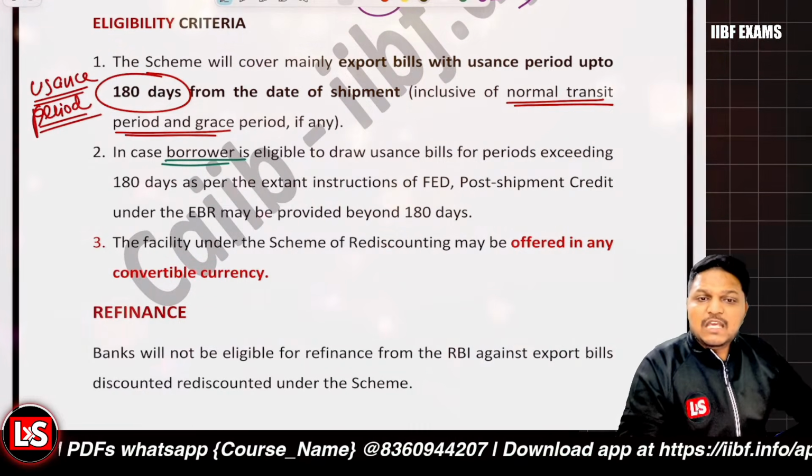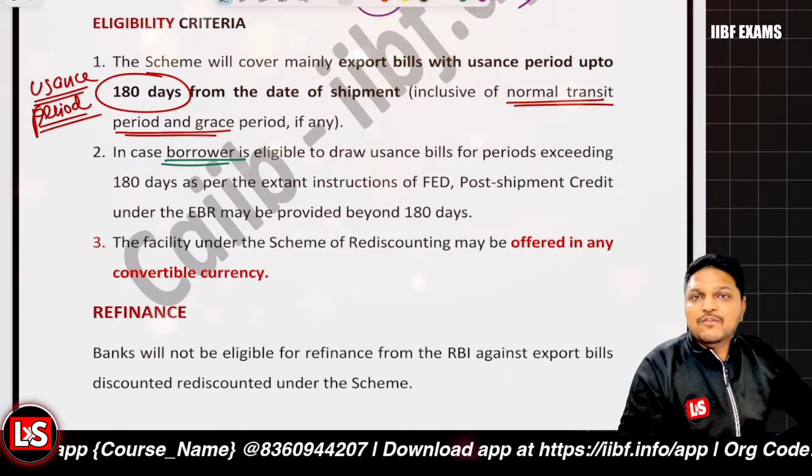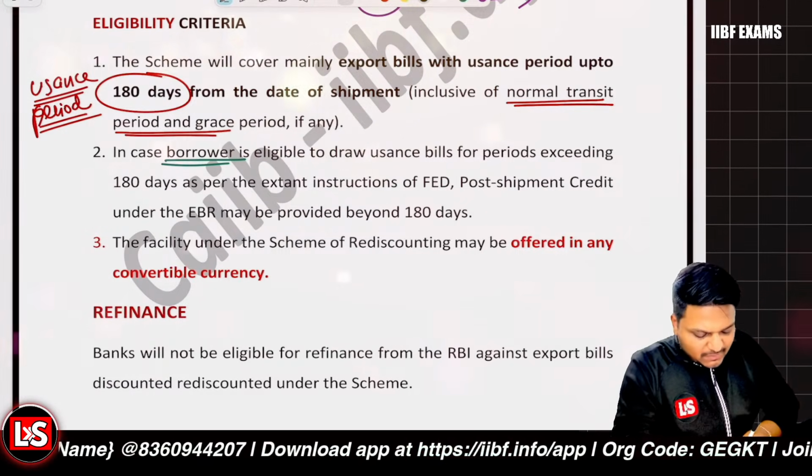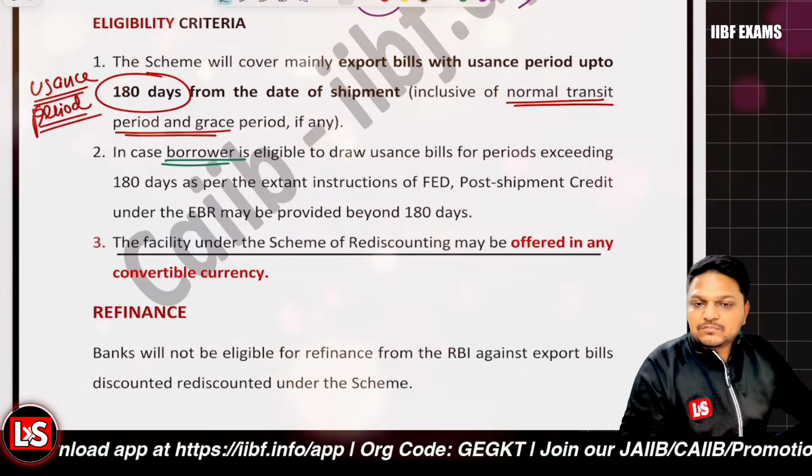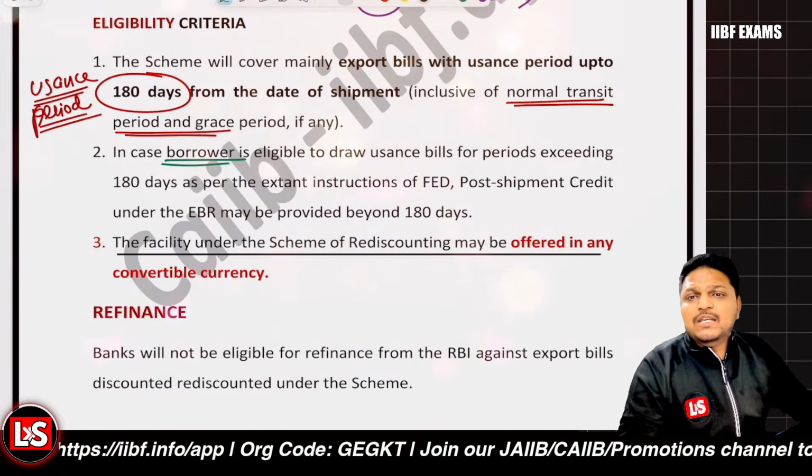And the facility under the scheme of rediscounting may be offered in any convertible currency. Like I told you, it may be GBP, it may be Japanese yen, it may be Euro, it could be anything, right? Further, it's related to refinance.